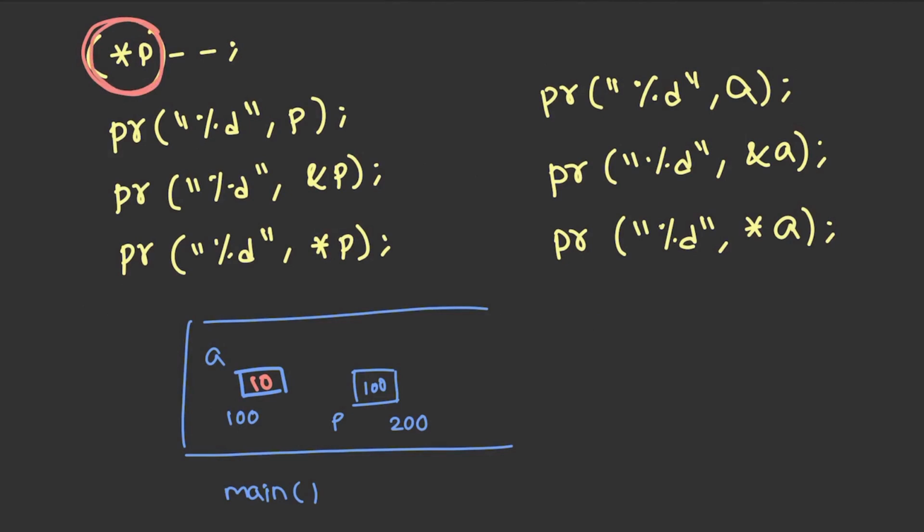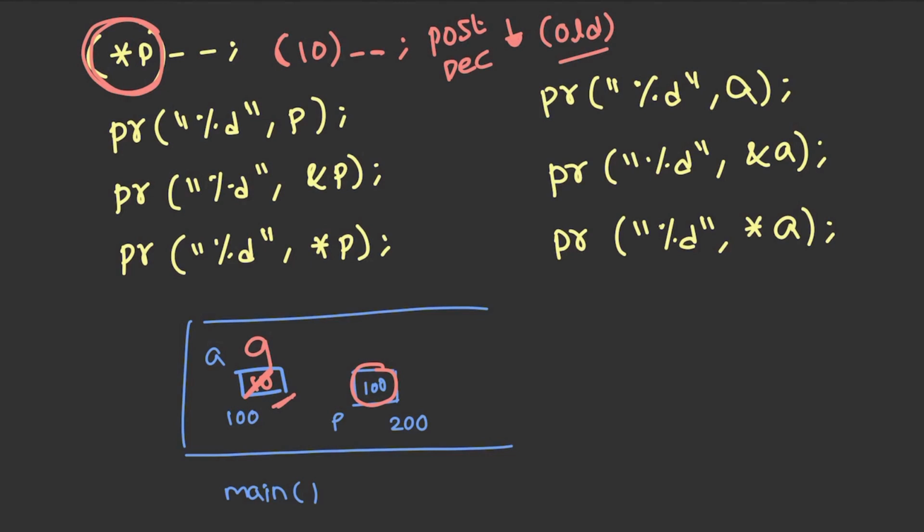So the content at the location of 100 is equivalent to 10, and I am applying a post decrement operator on it. We know that in the case of post decrement, the value will be decreased and the old value will be substituted. So the value of A will be made 9, and if you are trying to print the value in this statement itself, 10 will be printed, but the value will be changed to 9.